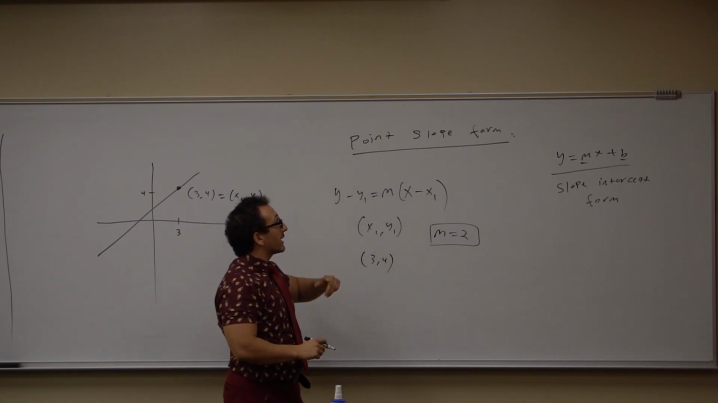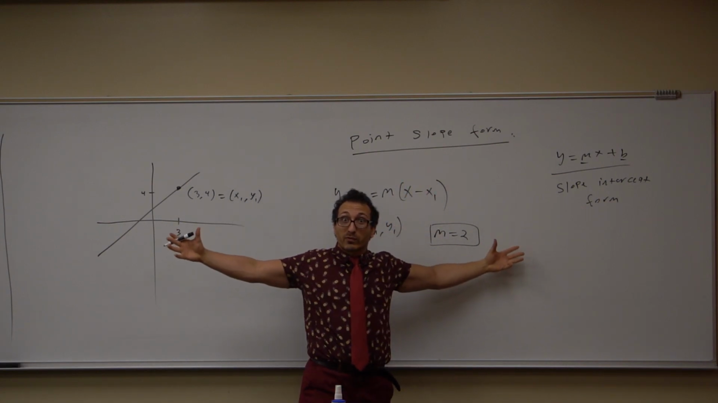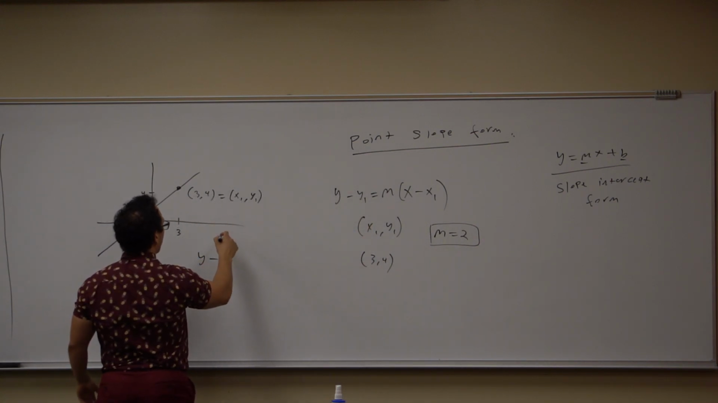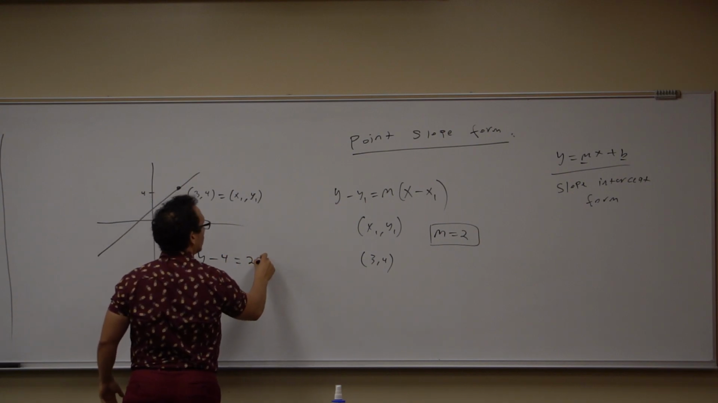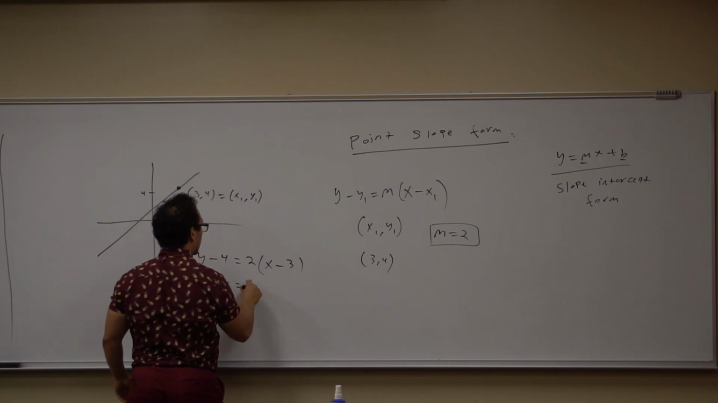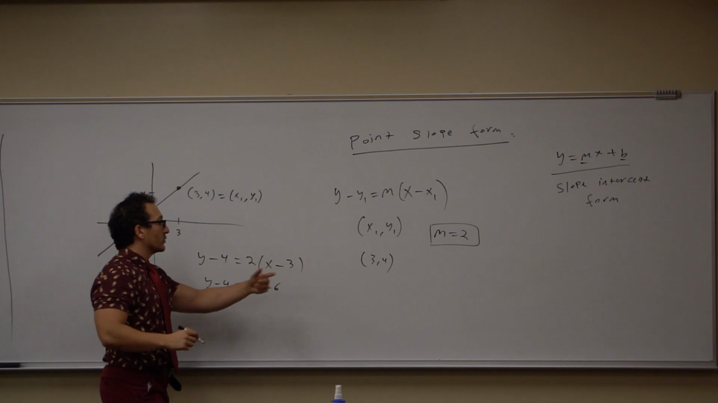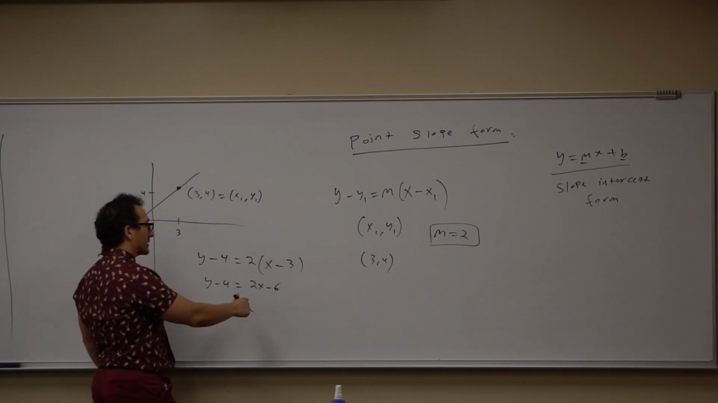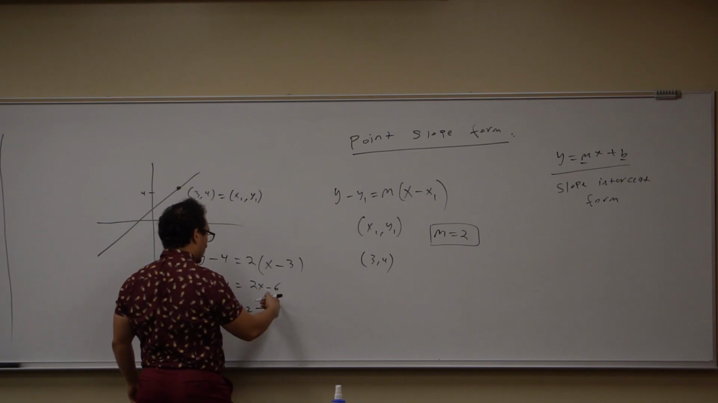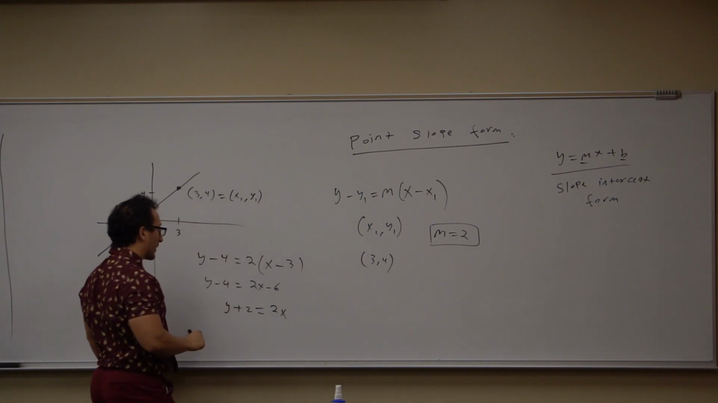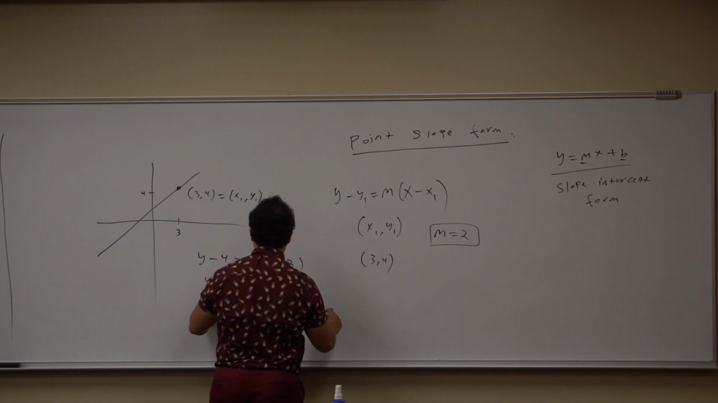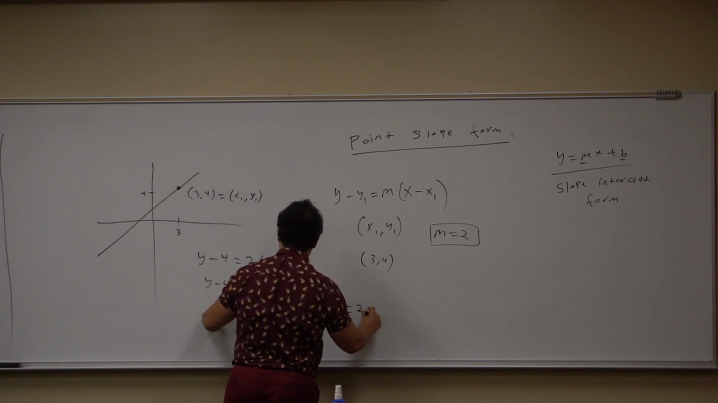Given a point and given a slope, we can come up with the equation for the line. The equation will be y minus our y1, which is 4, is equal to the slope 2 times x minus our x1, which is 3. So I get y minus 4 is equal to 2x minus 6 when I distribute the 2. I add 4 to both sides, so y is equal to 2x minus 2, which is in y equals mx plus b format.